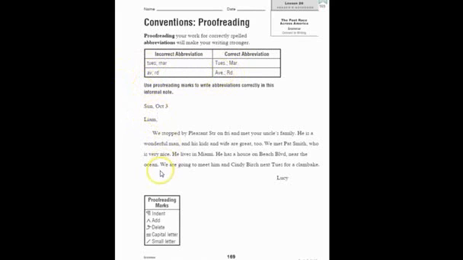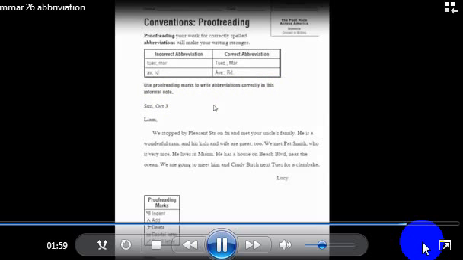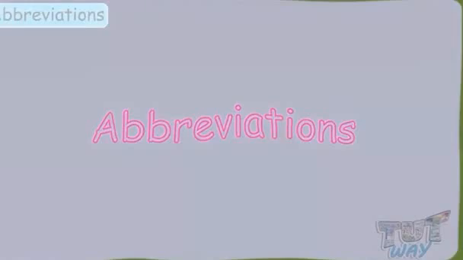So you're going to read through this letter and use proofreading marks to write abbreviations correctly in this informal note. I can tell you that there are 1, 2, 3, 4, 5, 6 mistakes that were made with abbreviations in this letter. Okay, you're going to use the proofreading marks down here in this box as you look through this and proofread it. So let's start.